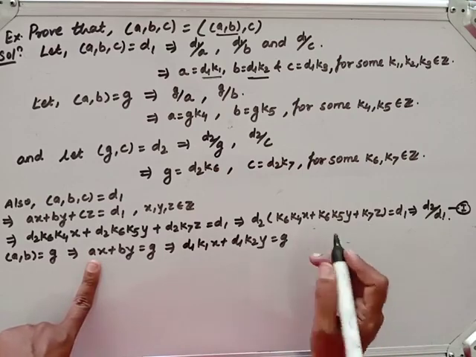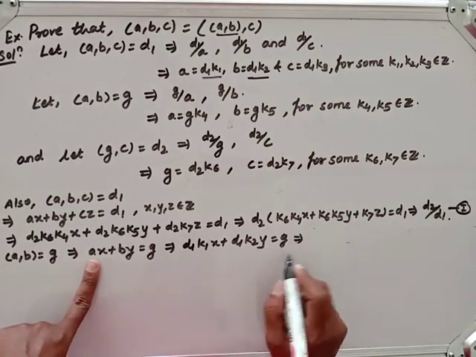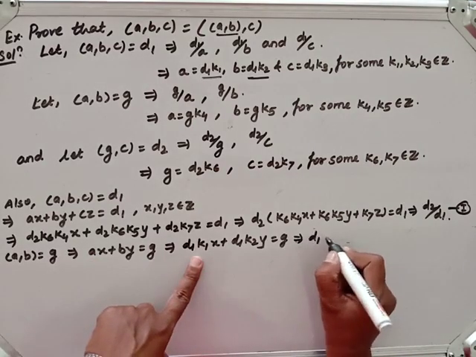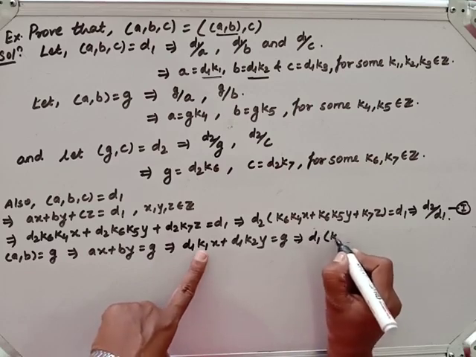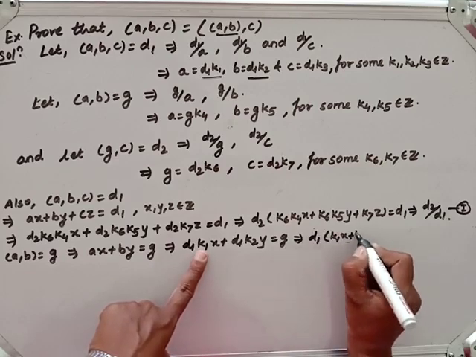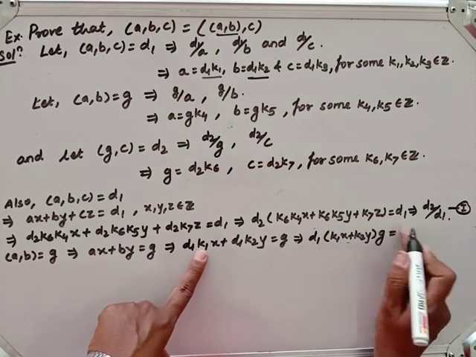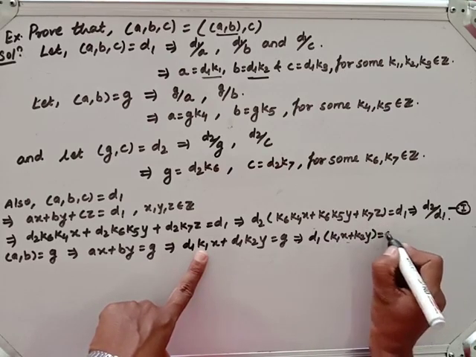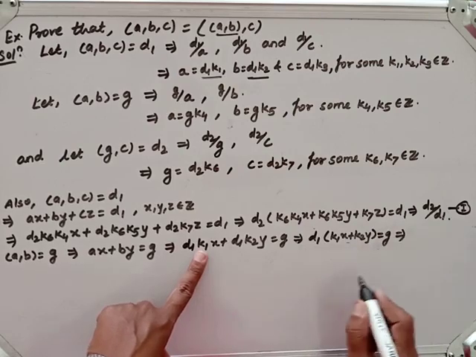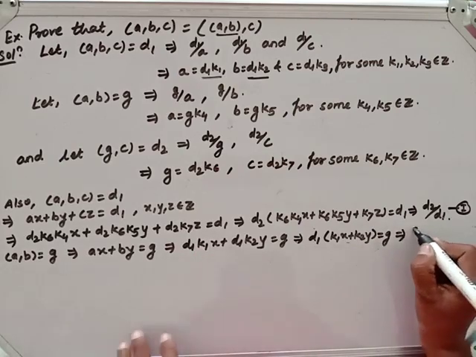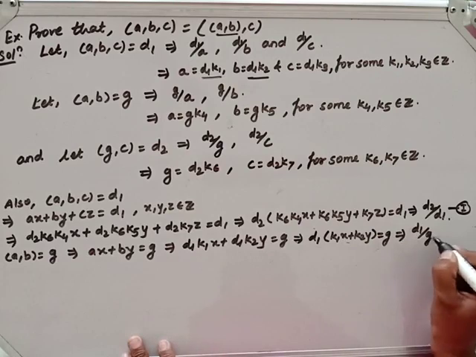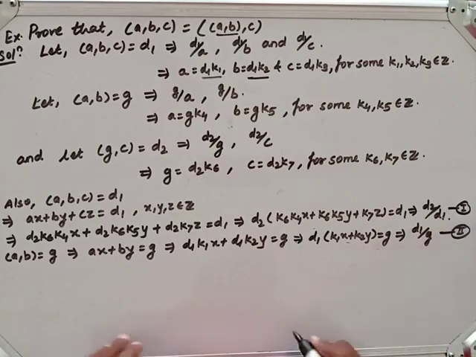Now here again, what does this give? So D1 we can take common. So this will be K1X plus K2Y into D1, equal to G. So this gives D1 divides G. Call it as equation number 2.